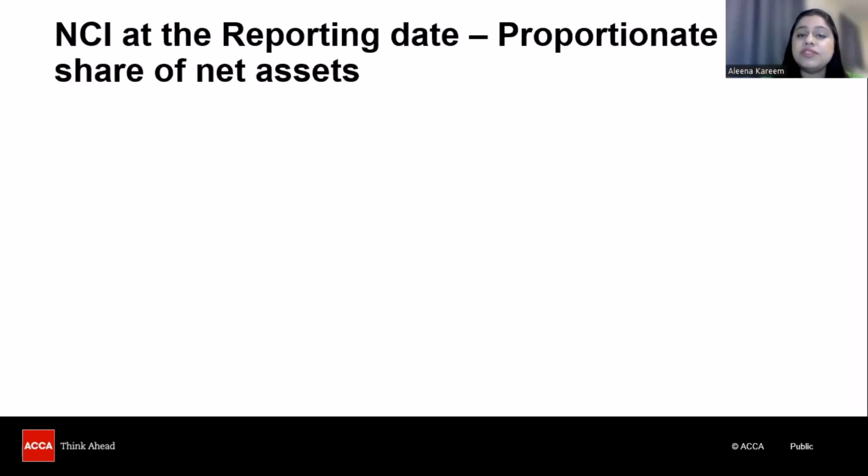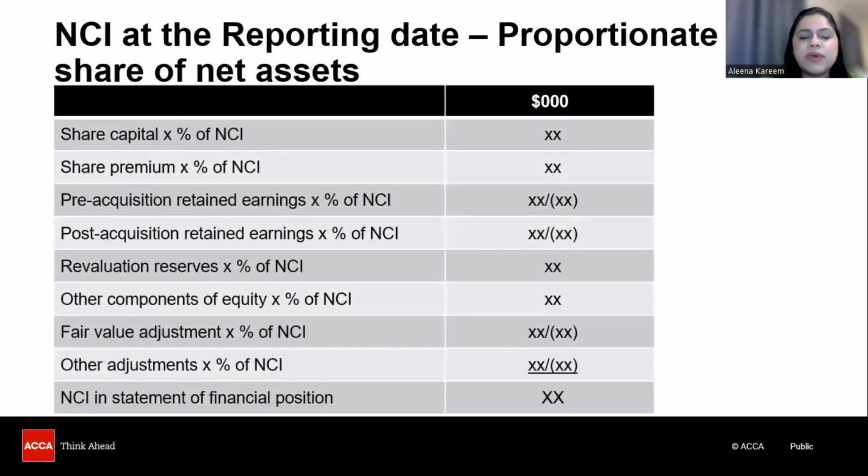Then, if we are using the proportionate share of net assets method, then in that case, when we are talking about the NCI, here we have to make a little more effort because everything is not pooled into the fair value at the date of acquisition. So we have to practically give share of everything which is there in the equity related to subsidiary companies portion which is held by NCI and put it into this basket.